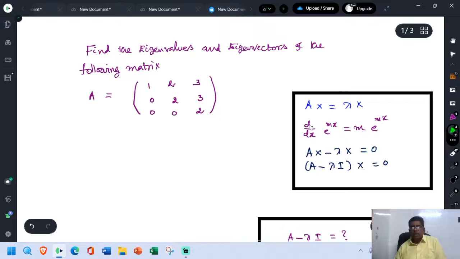Here d by dx is an operator, and it is allowed to operate on a function e power mx. We get m times e power mx. Here m is the eigenvalue and e power mx is the eigenfunction.